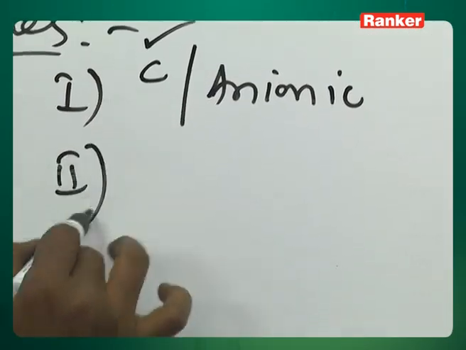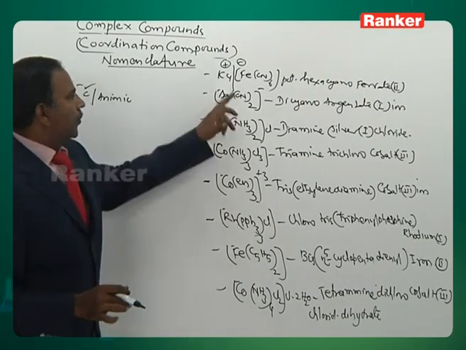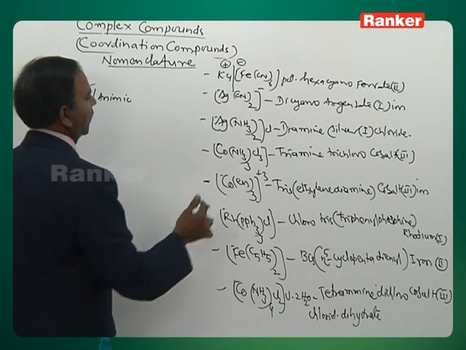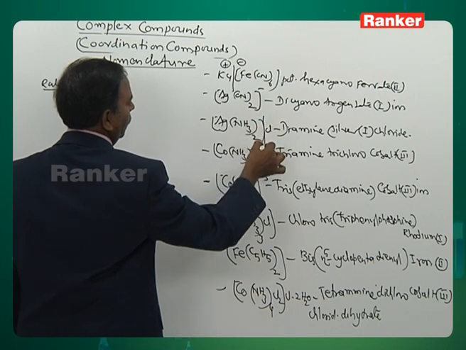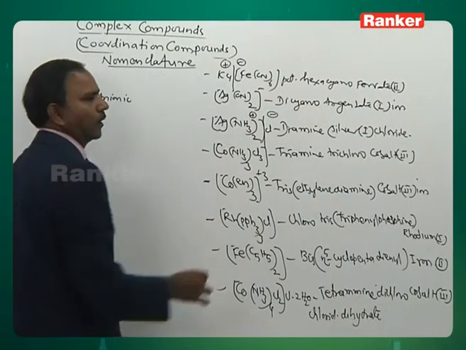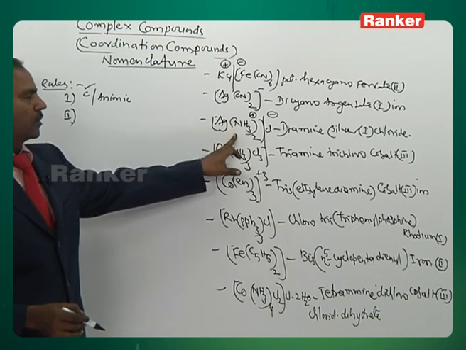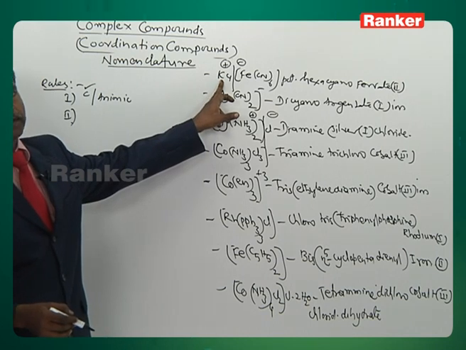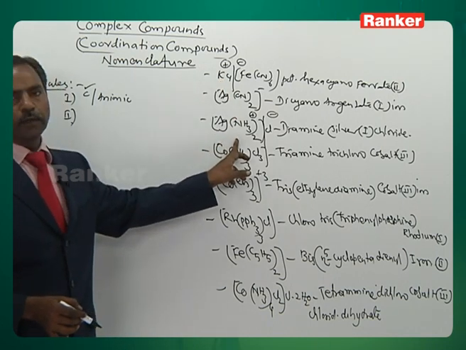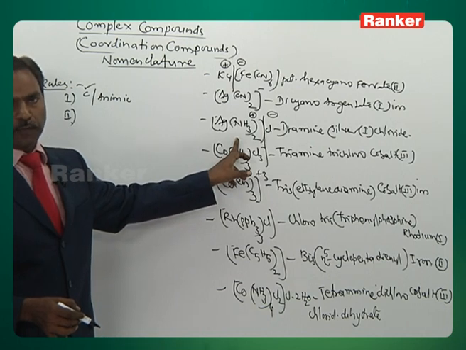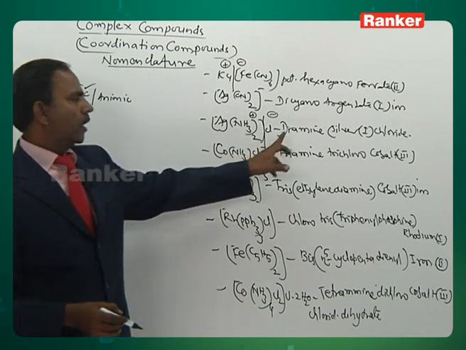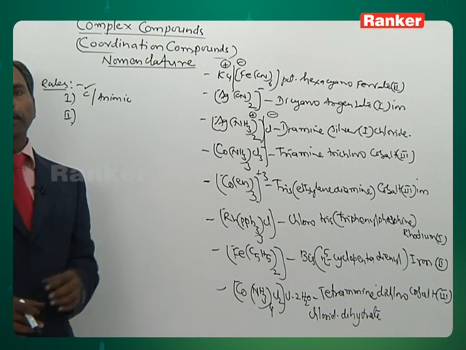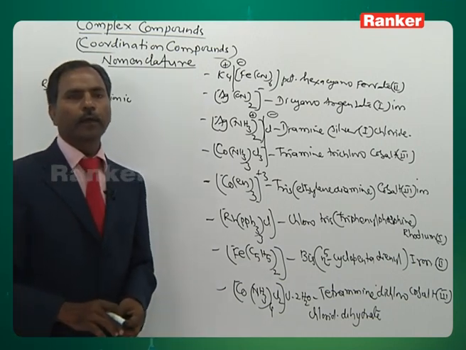Next, second. In this particular case, the cation is this one, therefore you name it potassium hexacyano. Come to the next complex. This part is the cation and this is the anion, and I named the cation first, followed by the anion. Here the cation is this bracket part, therefore first I named this part: diamminesilver(I), this is the cation, followed by the anion. The first rule is that the cationic part is named first, followed by the anionic part.